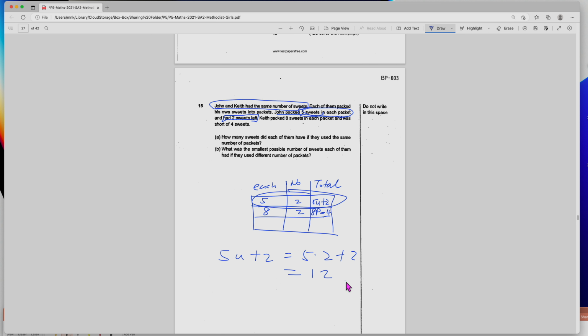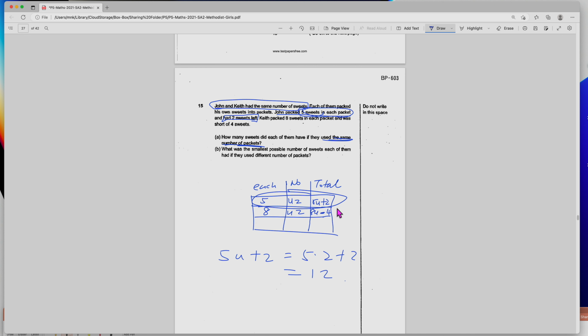How many sweets did each of them have if they use the same number of packets? 12. They say same number of packets, can you see? So that means this is not P, this is U. Just now I used U and P because I assumed they use different packets. But now they say same packets, so it has to be U and U here. So this P will not be P, this will be U already. It will be 8U already.